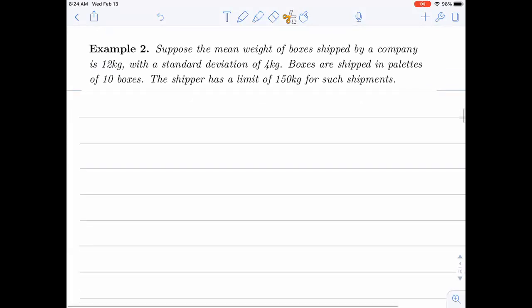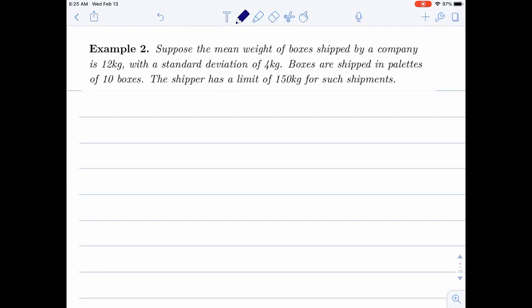Repasting it so I have it. So suppose the mean weight of boxes shipped by a company is 12 kilos with a standard deviation of 4 kilos. Boxes are shipped in pallets of 10 boxes, and the shipper has a limit of 150 kilos for such shipments. And so we've got 10 boxes weighing an average of 12 kilos, right? But also this pallet overall can't weigh more than 150 kilos.